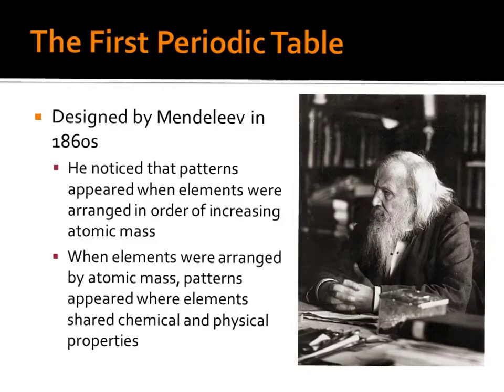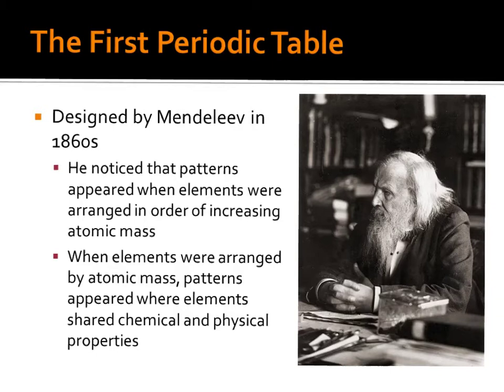So the very first periodic table was designed by a man named Dmitri Mendeleev in the 1860s. And as you can probably tell, he wasn't from America, he wasn't from Europe, he was actually from Russia. He lived in Siberia. And at the time, this is all before J.J. Thomson had discovered the electron, and the scientists all thought that atoms were just a ball-like structure, the way that Dalton thought.